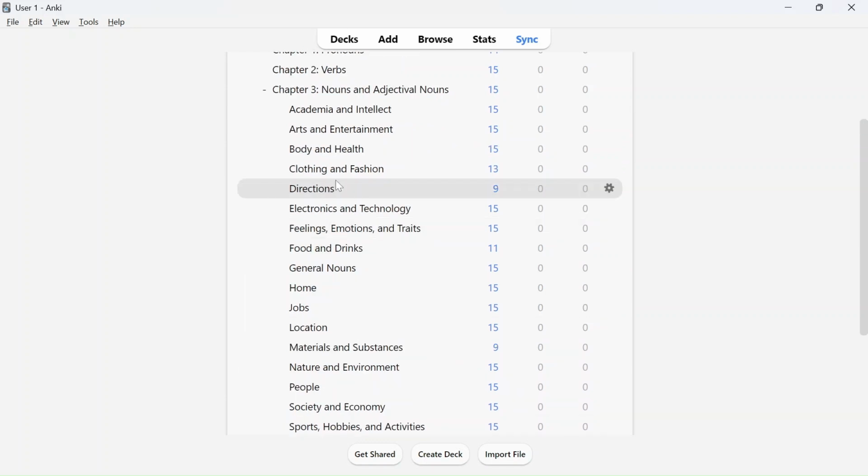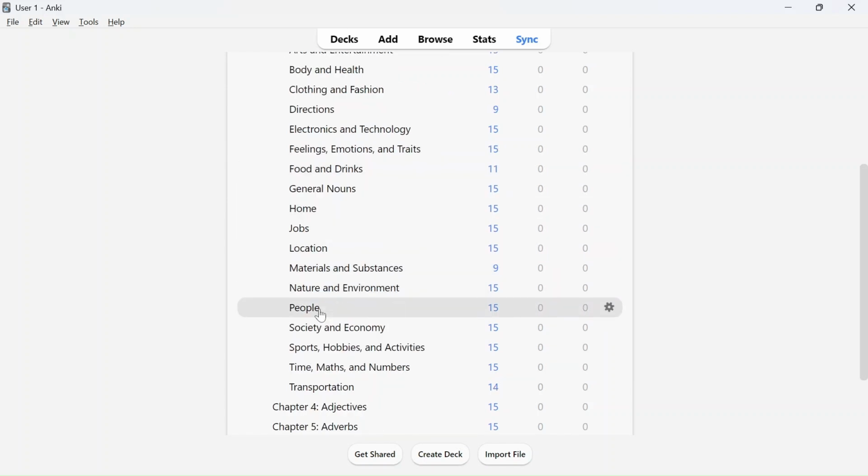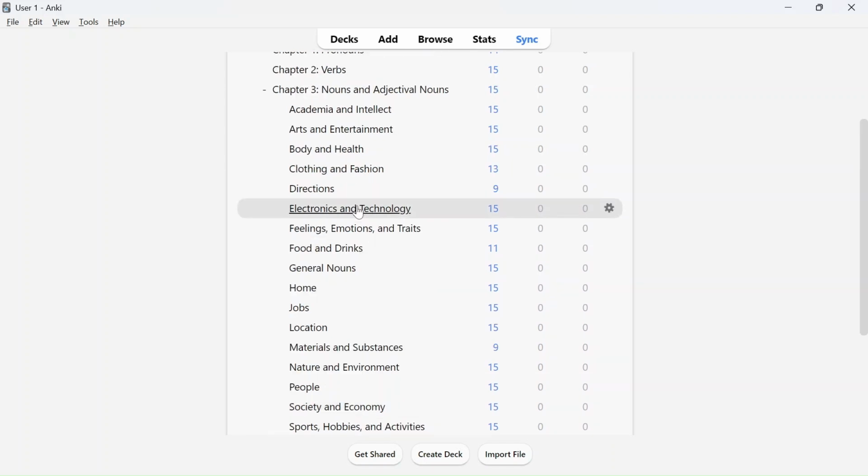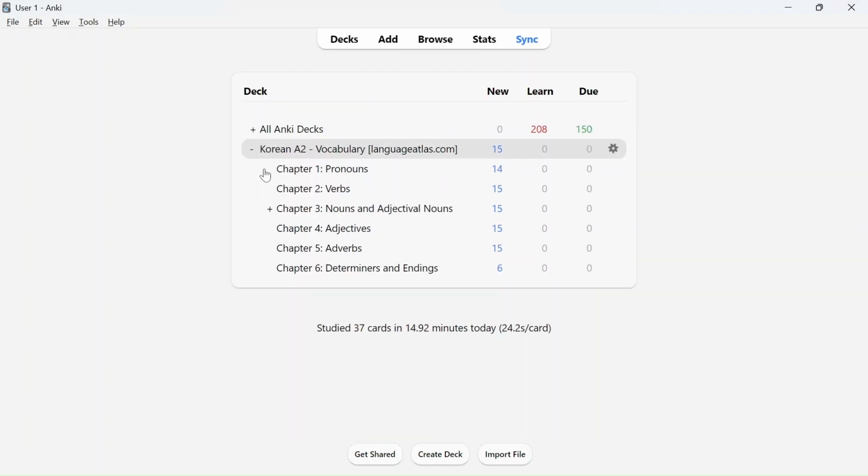Now what I've done is that I've categorized all nouns by theme. So if you wish to learn more about clothing and fashion, you can do so. If you wish to learn more about food and drinks, you can do so. If you wish to learn more about society and economy, you can do so. The big benefit of organizing everything by themes is that you're able to learn more about a specific theme if you wish to do so. So this is very much beneficial to you. So that is what I wanted to show you for the first point, which was the course structure.